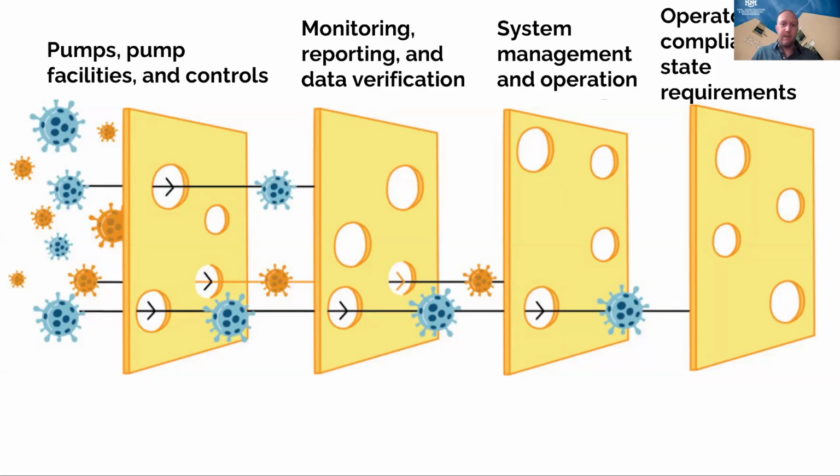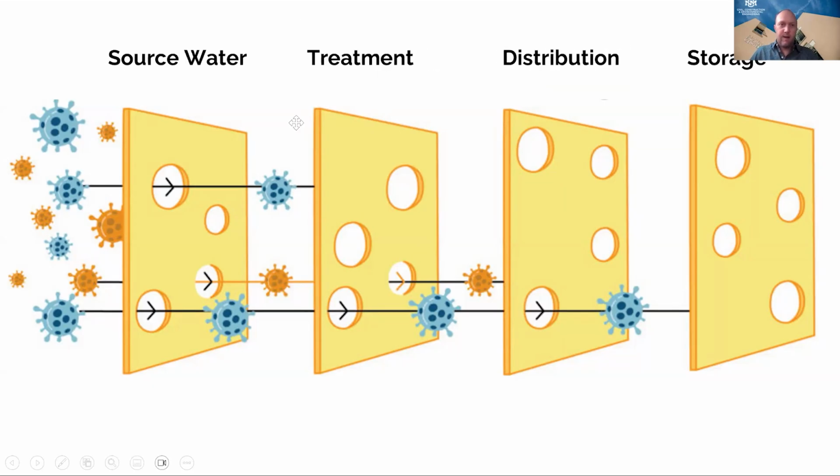The idea is that if one of these fails, so say your source water does get contaminated, then there's another barrier after that. Hopefully those holes will not line up in a way where the treatment will fail to prevent that contamination from entering the community.